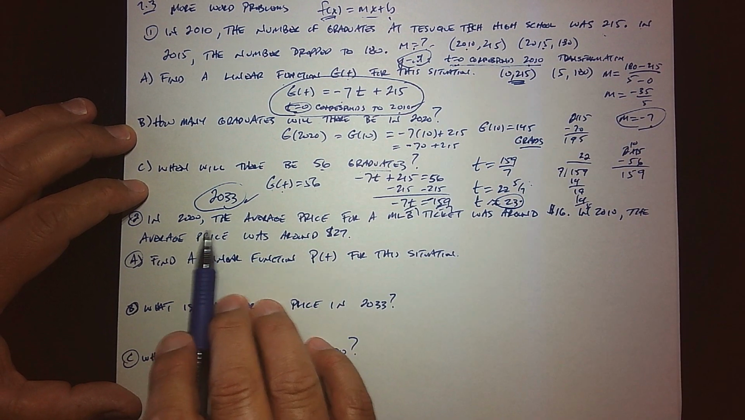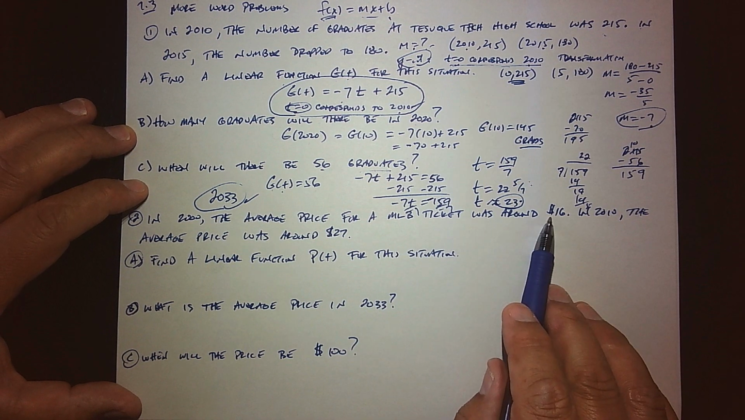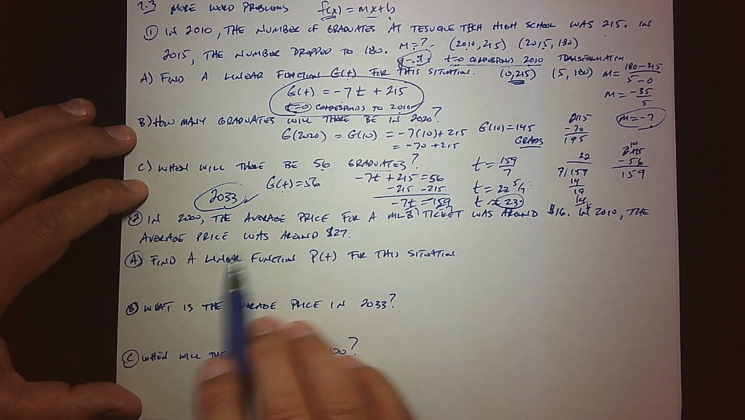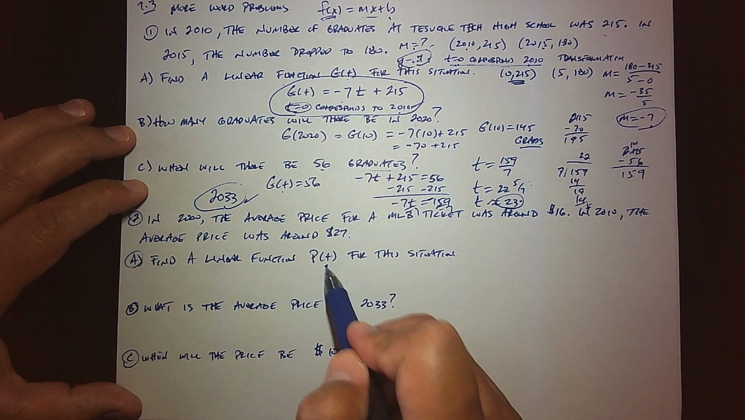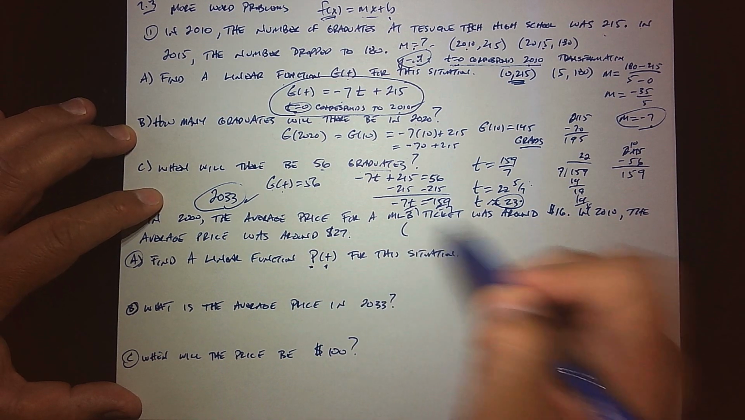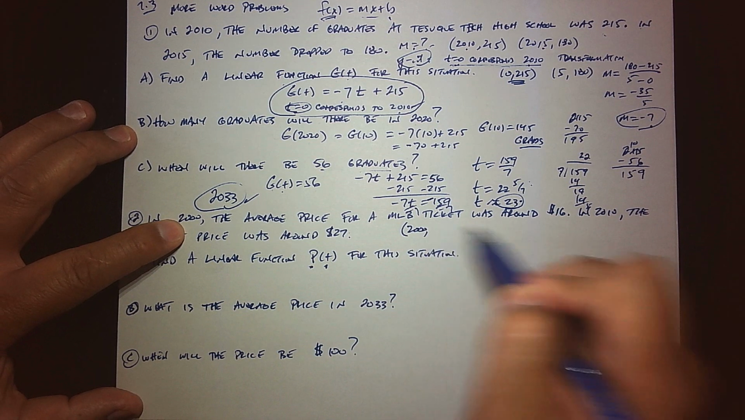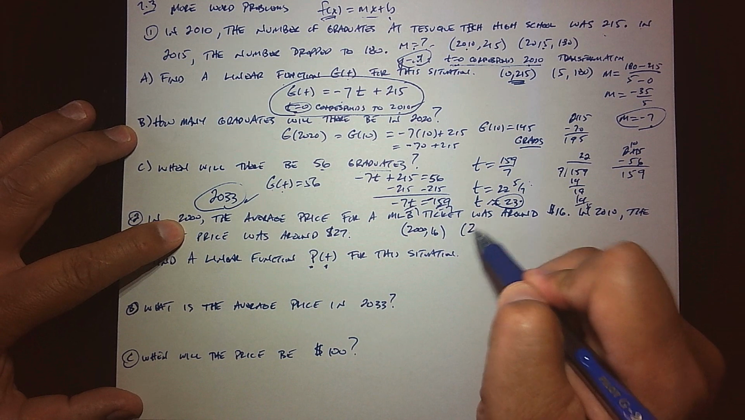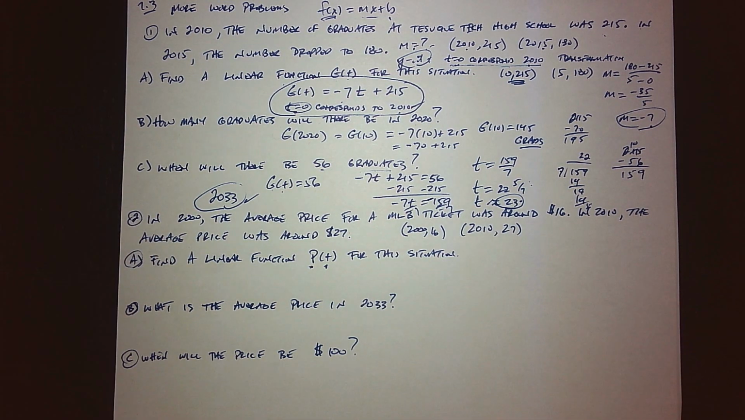Next one, in the year 2000, the average price for a Major League Baseball ticket was around $16. In 2010, the average price was around $27. Find a linear function, p of t, for the situation. So again, t is serving as our input, the price is serving as our output. So when I look at my data points, 2000 is the first year, and we had an output of 16. The next data point was 2010, and we had an output of 27.